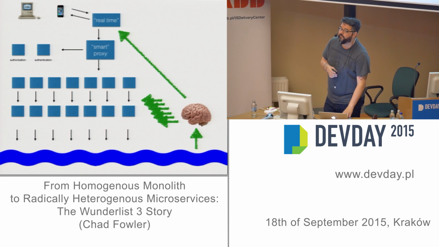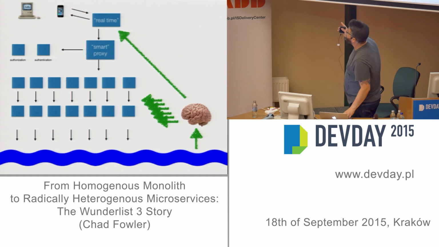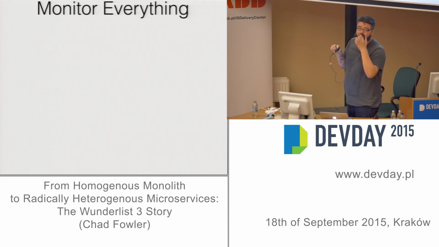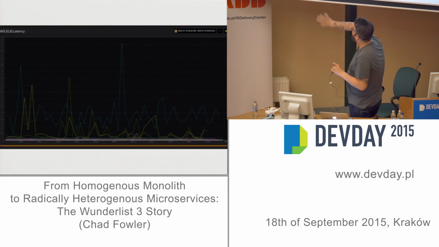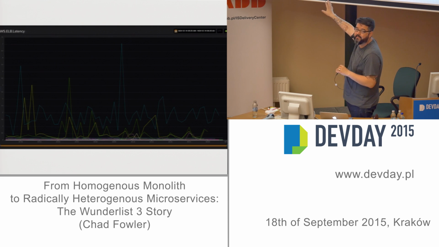As I said, we monitor everything, and this is not my fault. This is actually the color scheme on Librato, which we use. But because of how we've done this in AWS, everything's in a load balancer. There's actually one chart that you get for free, which is every load balancer's latency.